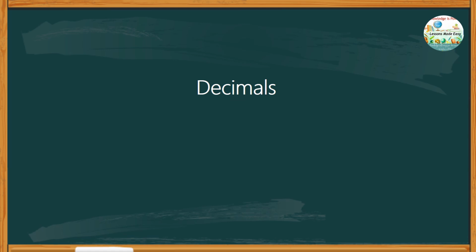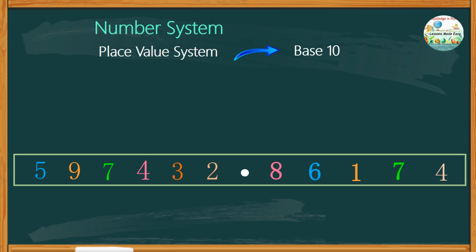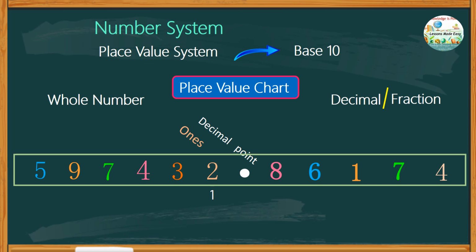To understand the concept of decimals is to understand our number system. Our number system is a place value system, which is base 10. Let's take a quick look at the place value chart. The dot in the middle is the decimal point that marks the difference between the whole number places on the left and the decimal number or the decimal fraction on the right. The first digit to the left of the decimal point represents the units, or the ones place.